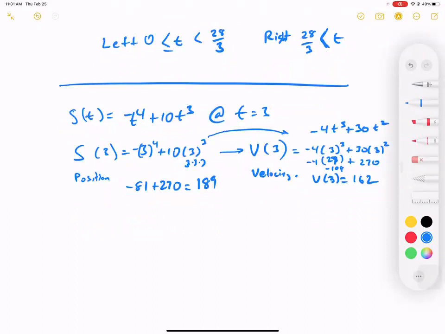Okay, and that's this idea of just answering the simple question, what's the position and what's the velocity? And we do that by just plugging it in.